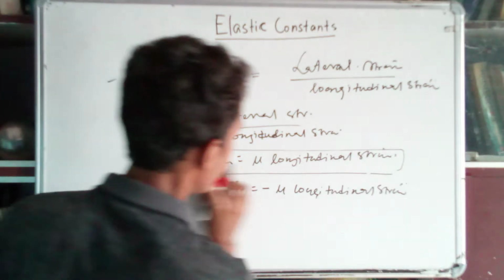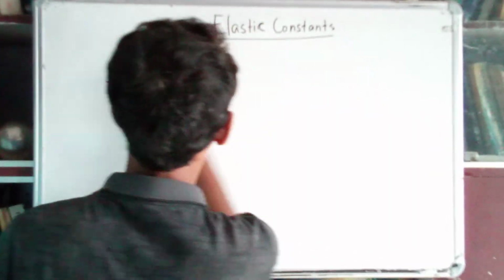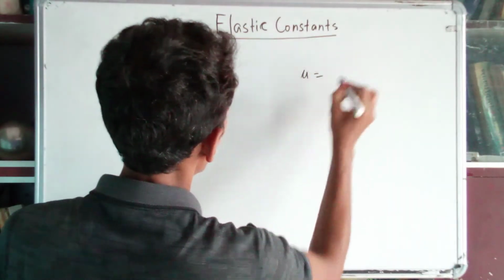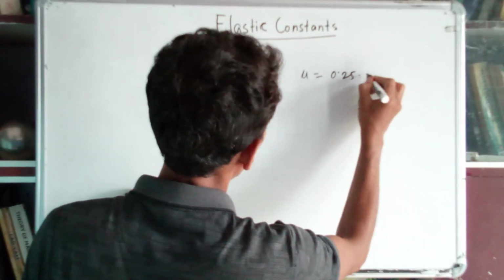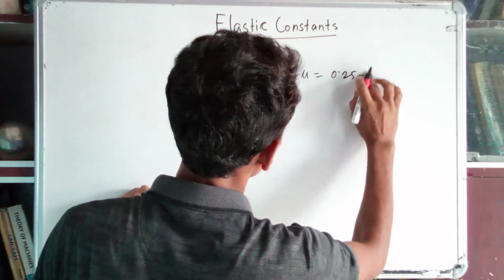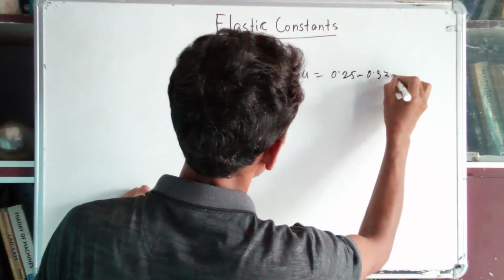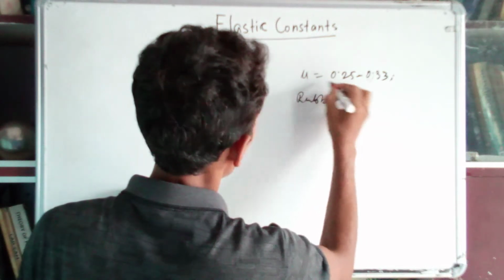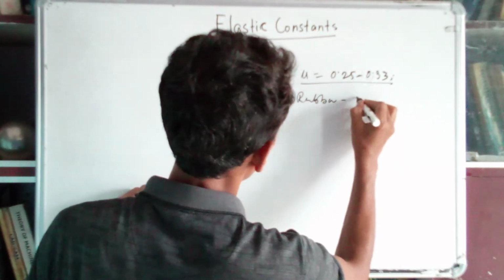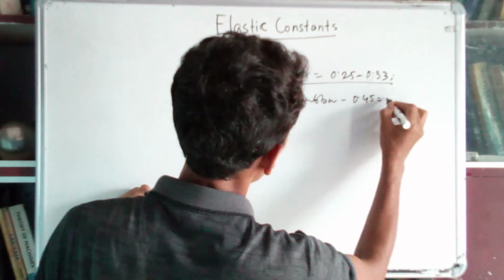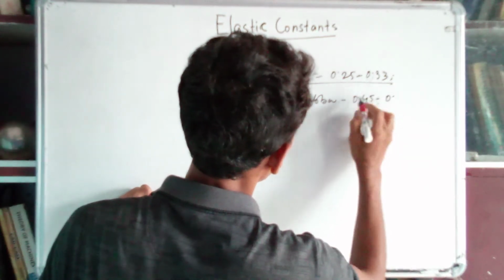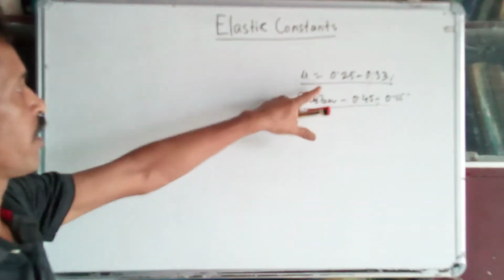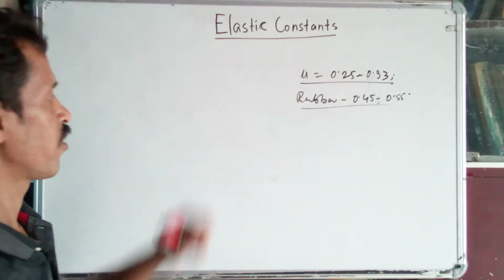Now this mu varies from 0.25 to 0.33 for metals, and for rubber it varies from 0.45 to 0.55.